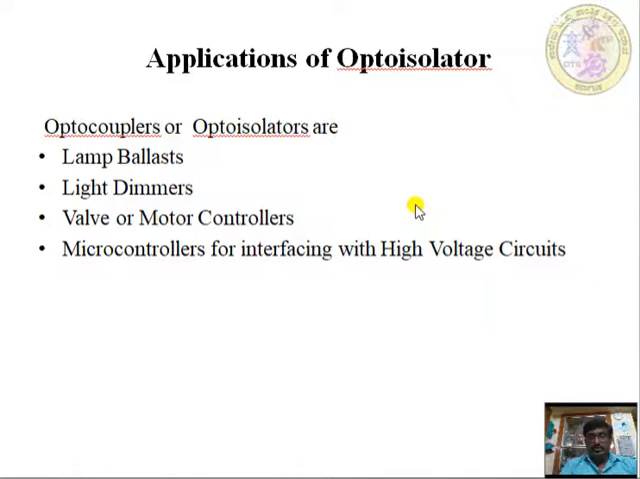Some of the applications of the optocoupler are in lamp ballasts, light dimmers, motor controllers, and microcontrollers for interfacing with high voltage circuits. So these are some of the applications of the optoisolator.